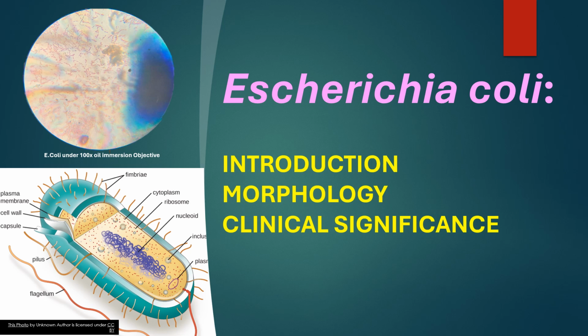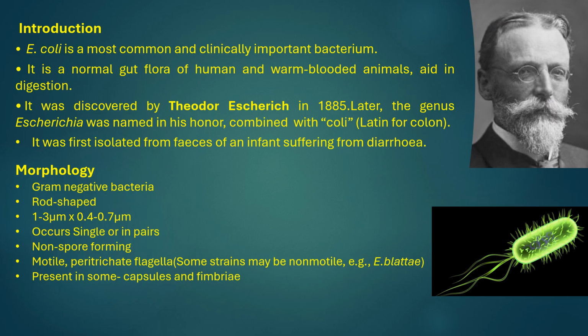Today we'll be learning about one of the most common and important bacteria known as Escherichia coli. Commonly it is called E. coli. In this session, we will do a little introduction of this bacteria and learn about its morphology and clinical significance. So let's start. E. coli is a most common and clinically important bacterium. It is a normal gut flora of human and warm-blooded animals. It also helps in digestion.